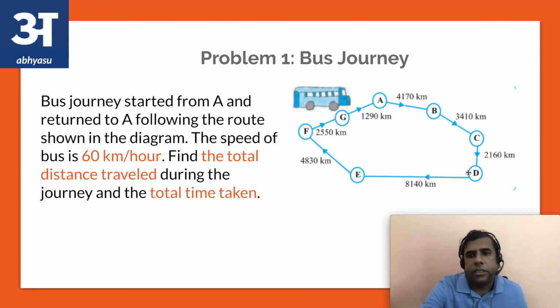And these are the distances between each of the 2 points. The bus is traveling at the speed of 60 km per hour. Find the total distance traveled during the journey and the total time taken. So we have to find the total distance traveled, how much distance the bus travels across this route, as well as the total time that it takes.